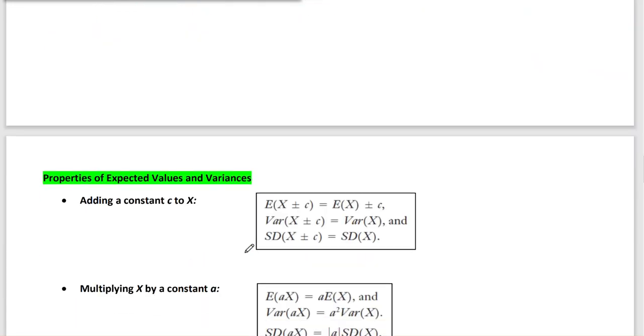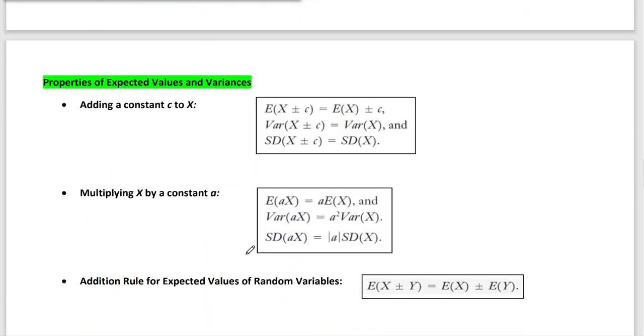And then next we want to talk about some properties of the expected value and the variance. These are very important properties of the expected value and variance, so actually you need to remember them.